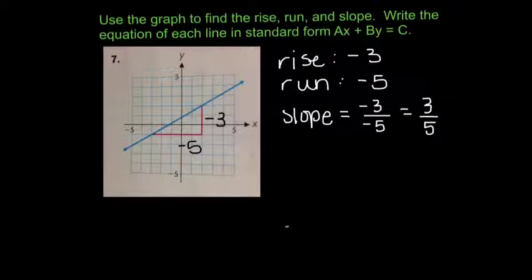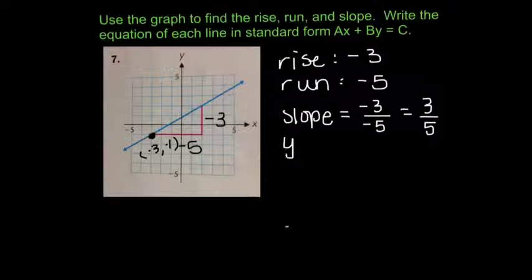To write the equation of the line in standard form, I need to locate at least one point on that line. I will look where the line passes through a point that's on the grid. So we'll say this point right here. That would be the point, if I start at the origin, -1, 2, 3, comma, -1. So I know that this line passes through the point -3, -1. I also know that the slope is 3/5.